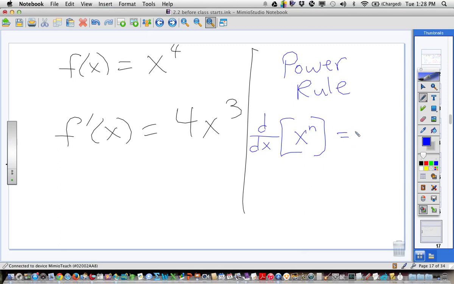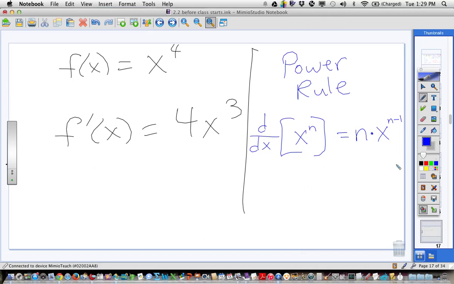The rule is what? n goes out in front times x to the n minus 1. That is the power rule. We bring the power down in front, and we drop the power by 1. This is going to be really useful. There's a lot of polynomial type functions that are x raised to a power.